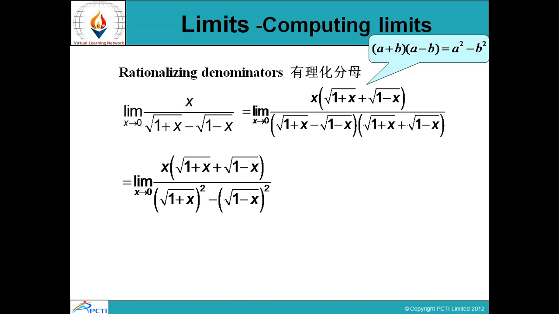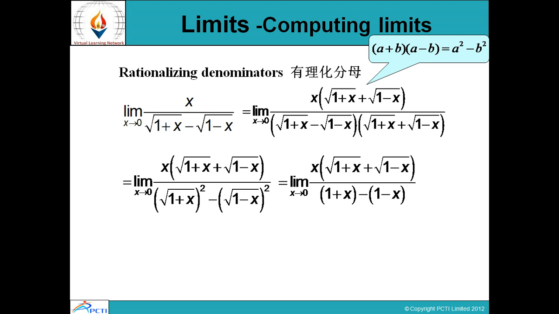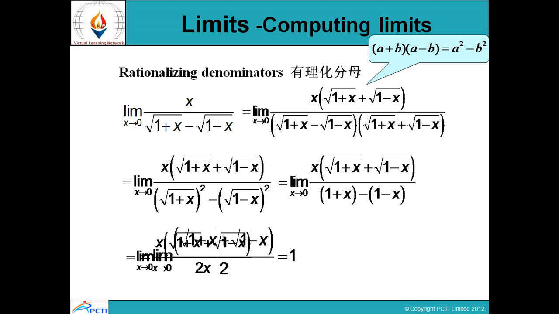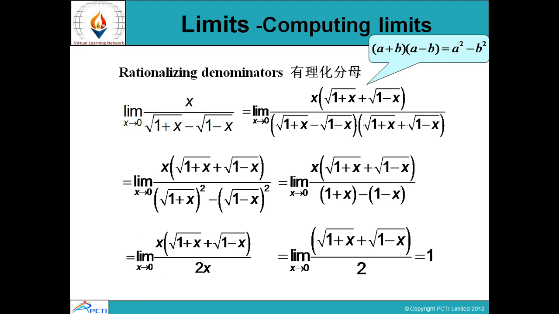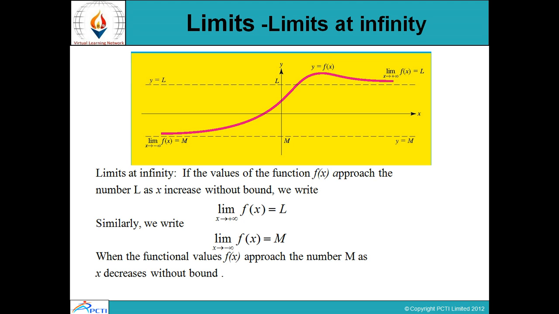So we get limit x tends to 0 of x(√(1 + x) + √(1 − x)) divided by (1 + x − 1 + x), which is 2x. That equals limit x tends to 0 of (√(1 + x) + √(1 − x))/2, which is equal to 1, and the value of the entire question is 1.